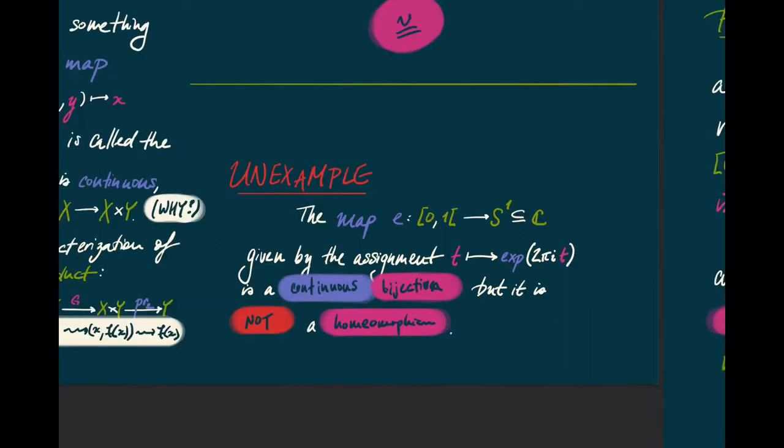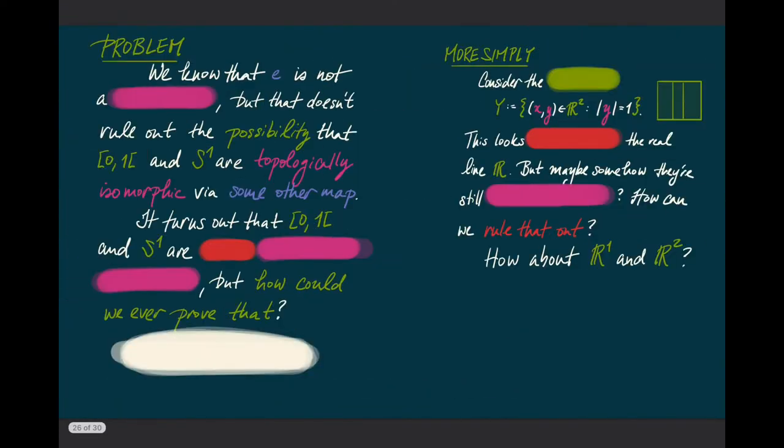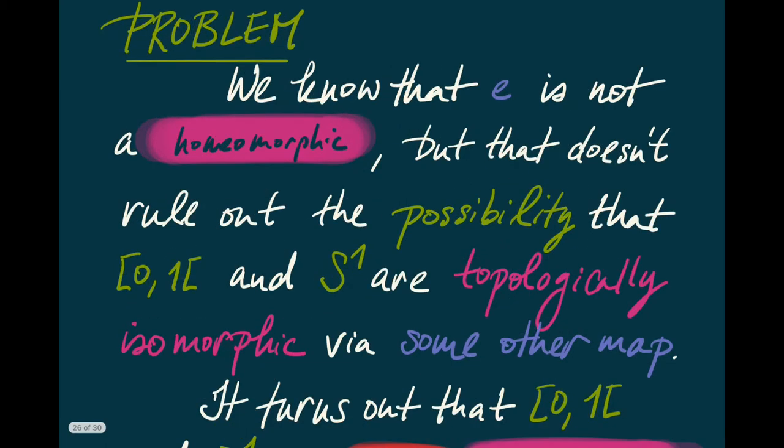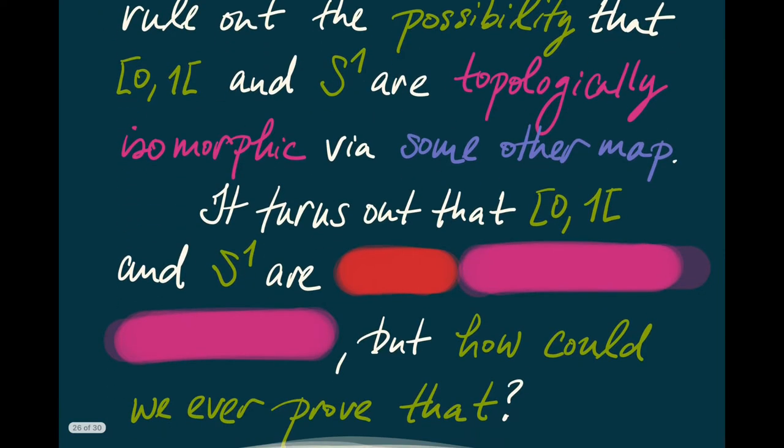Okay, so that's not a homeomorphism, but that didn't actually prove that those two spaces aren't homeomorphic. Just because we have a certain map that's not a homeomorphism, that doesn't rule out the possibility that there's another map, another homeomorphism, that connects the half-open interval and the circle. Maybe they're secretly topologically isomorphic by some other crazy map that I just haven't thought of yet. Well, it turns out that's not going to be the case, and that's good. So these two are not topologically isomorphic.